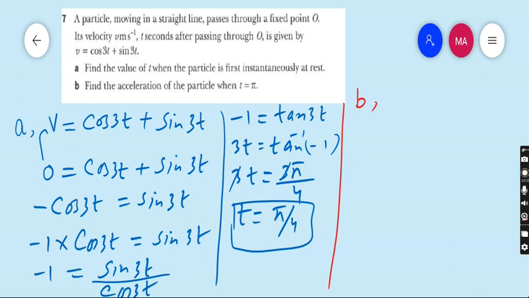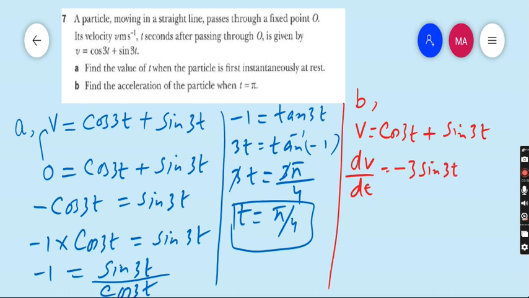Find the acceleration of the particle when t = pi. So v = cos 3t + sin 3t. You know how to find the acceleration? Differentiate the velocity with respect to time. So dv by dt: the derivative of cos 3t is minus 3 sin 3t, and the derivative of sin 3t is 3 cos 3t.